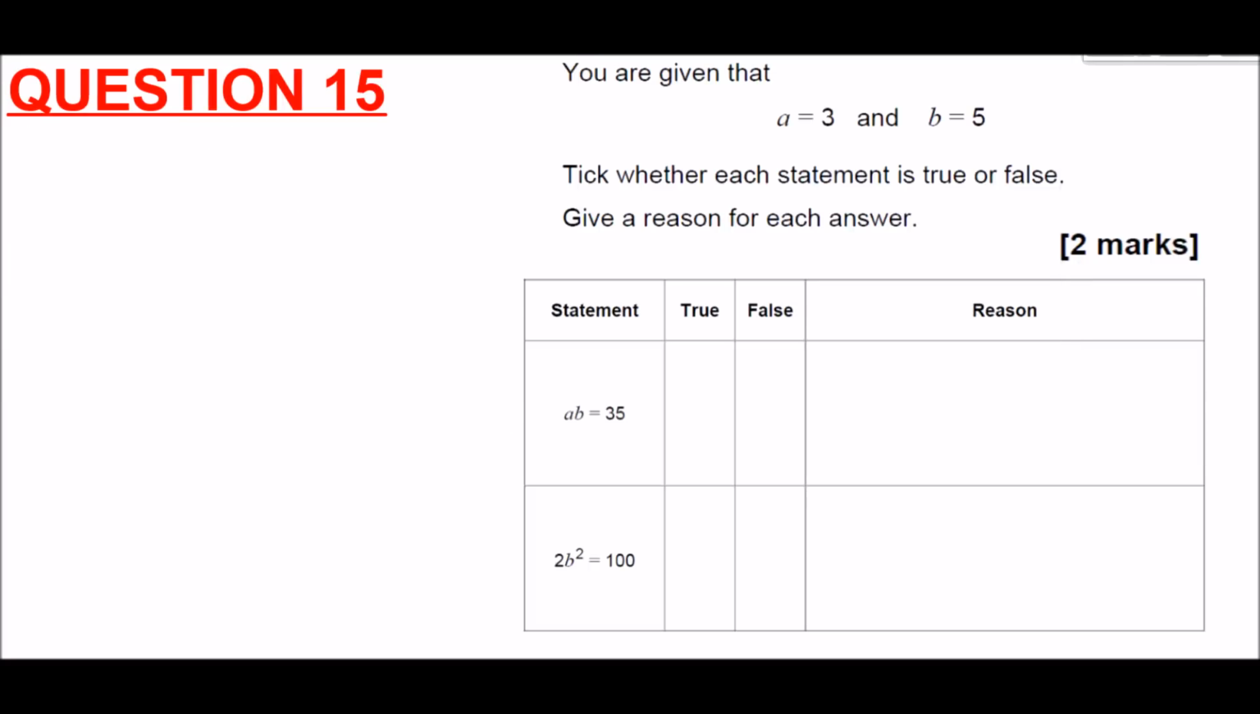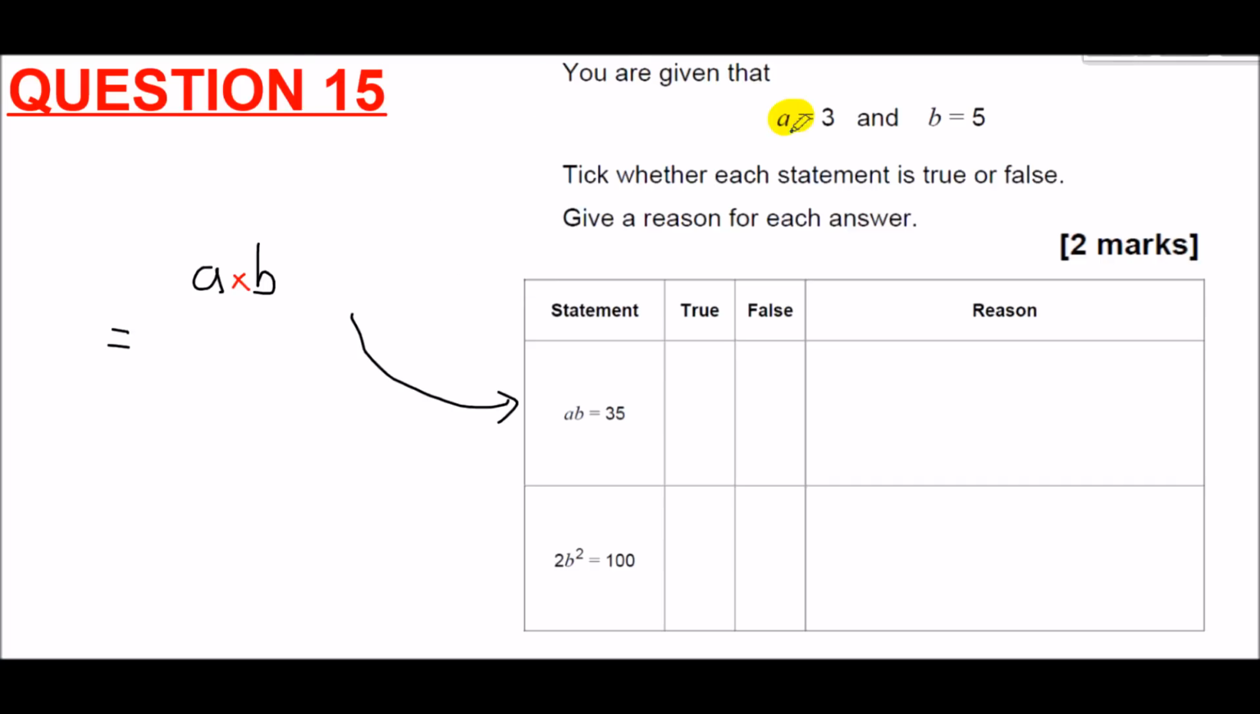Question 15. We're told that A is 3 and B is 5. Tick whether each statement is true or false. Well, AB means A multiplied by B. If you've got two things in algebra just next to each other with no mathematical symbol, it just means one thing multiplied by the other. So AB means A multiplied by B.